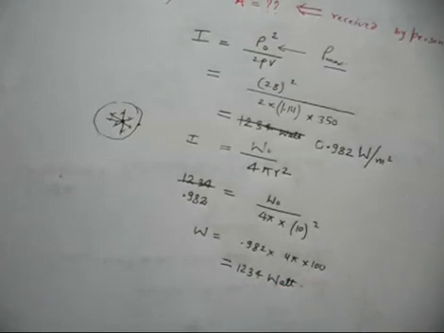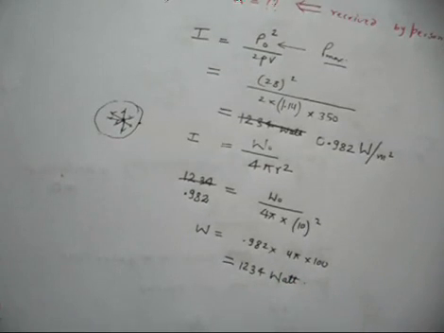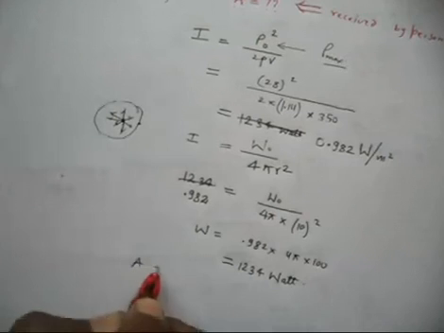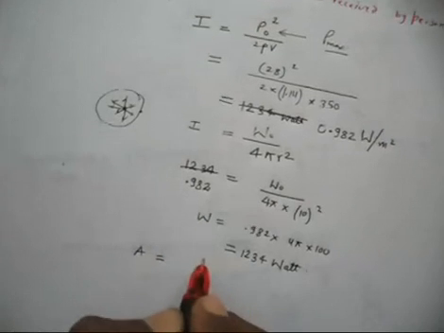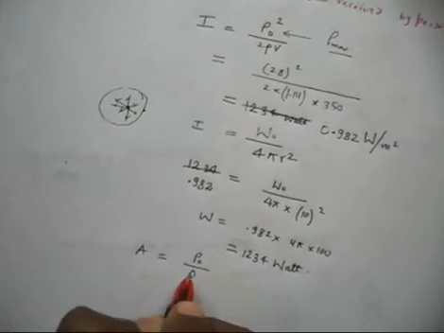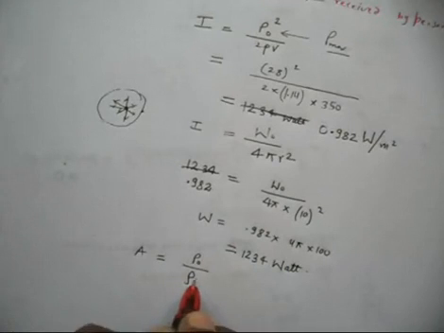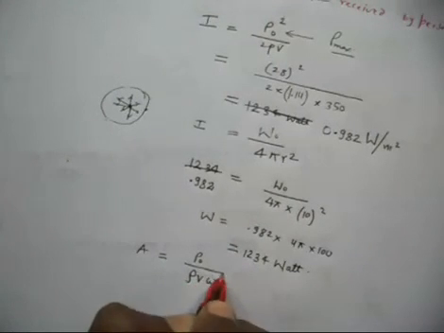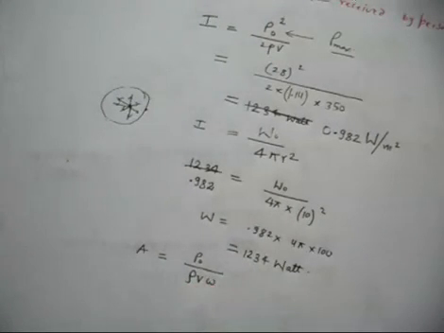Now we have to find the amplitude also. We can find the amplitude using this expression. Amplitude is given by P naught by rho V omega. Now we know the P naught, we know rho V omega, so we can calculate. This expression is easy.